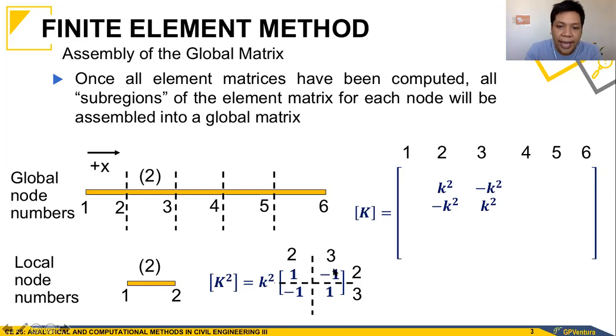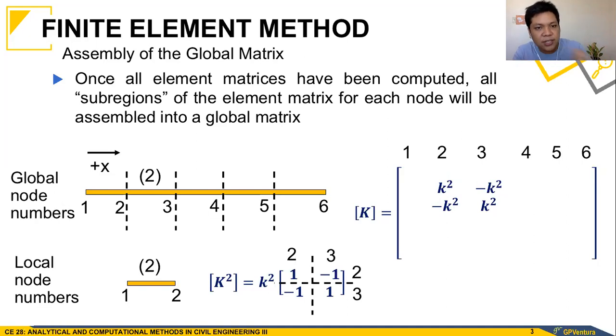And we can plot this local matrix in the global matrix. For example, I look at subregion 2,2, meaning row number 2 and column number 2. It's 1, which is K2. Therefore, I place K2 at row number 2 and column number 2 of the global matrix. Then, for example, I have column 2 and row 3. That's -1, so that's negative K2. I'll place negative K2 in the global matrix at column 2, row 3 as well, and so forth and so on.